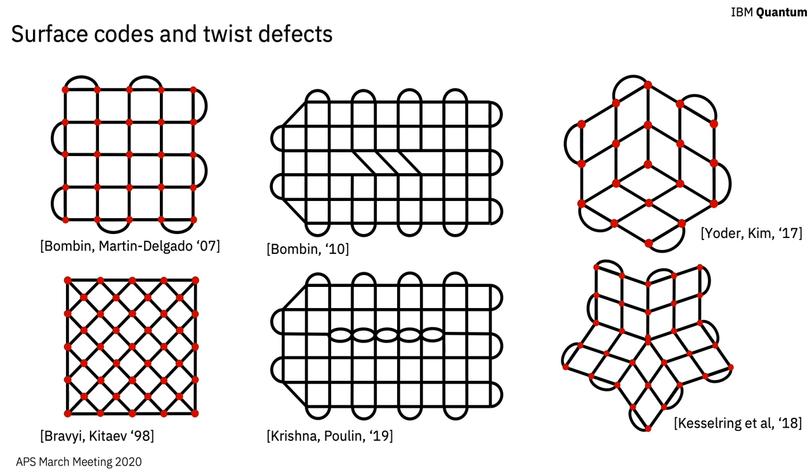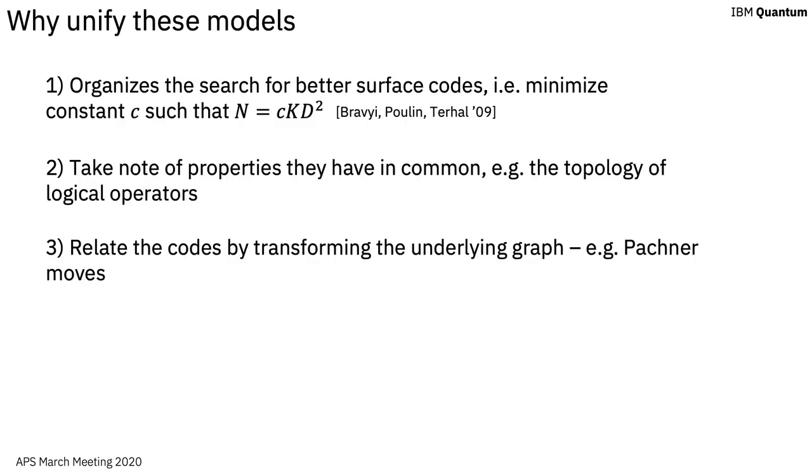Can we come up with a formalism where each of these are special cases? And then once we have such a formalism, what new codes can we find out? Okay, so why do you want to unify these? The zeroth reason might just be being intellectually satisfied, right, that you now understand the full scope of what's out there.